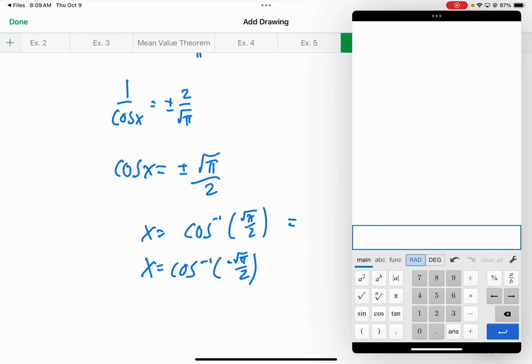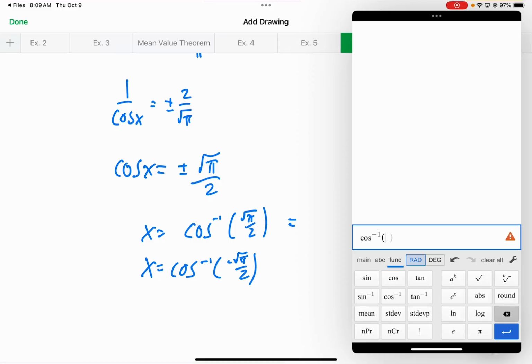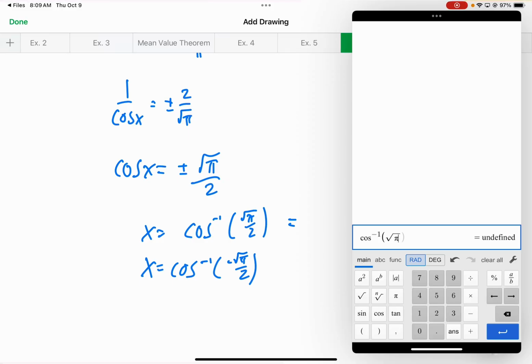There's got to be clear all there is. Okay. Am I in radians? I am. Okay, cool. Function. Cosine inverse. All right. Square root of pi. And then divided by. Nope. Don't do that. There we go. Okay. All right.